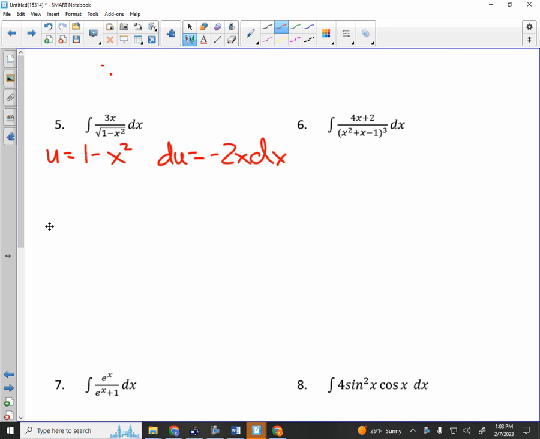I don't care about the 3. I don't care about the negative 2. I can always play around with the integers and make them do what I want, right? But the x and the dx, that's really important to come up with. So I need to come up with a 3. Maddie, how are you going to come up with the 3?